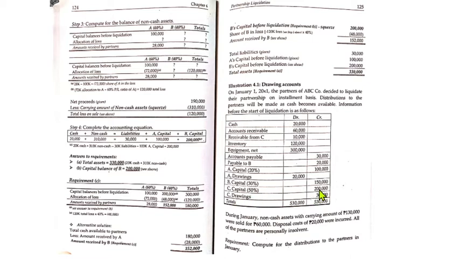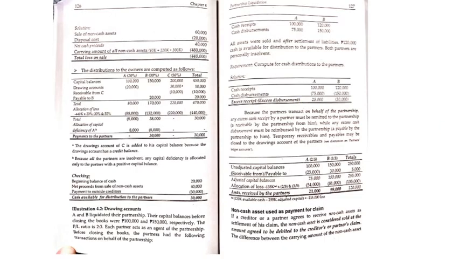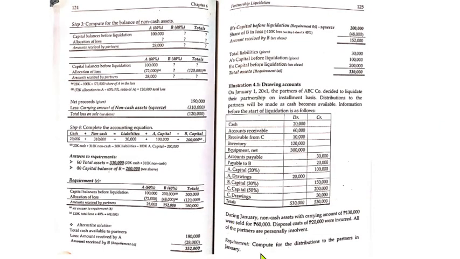So, for this item, what does a credit balance on the drawings account imply? So, ibig sabihin, it is an addition on the capital of C. So, kapag naka-debit, it is a reduction on the capital of C. Okay, let's analyze this. So what is the requirement muna? Compute for the distributions to the partners.